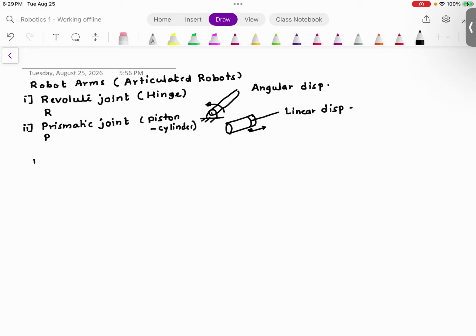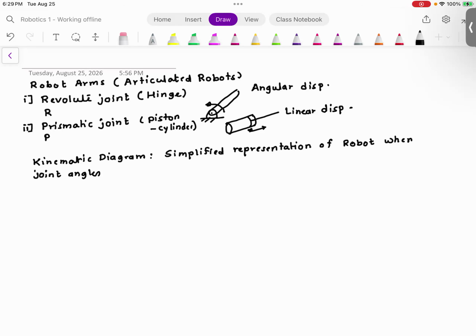So the kinematic diagram is the simplified representation of the robot when joint angles are 0 and the robot is fully extended. We will talk about what the kinematic diagram is in just a minute.